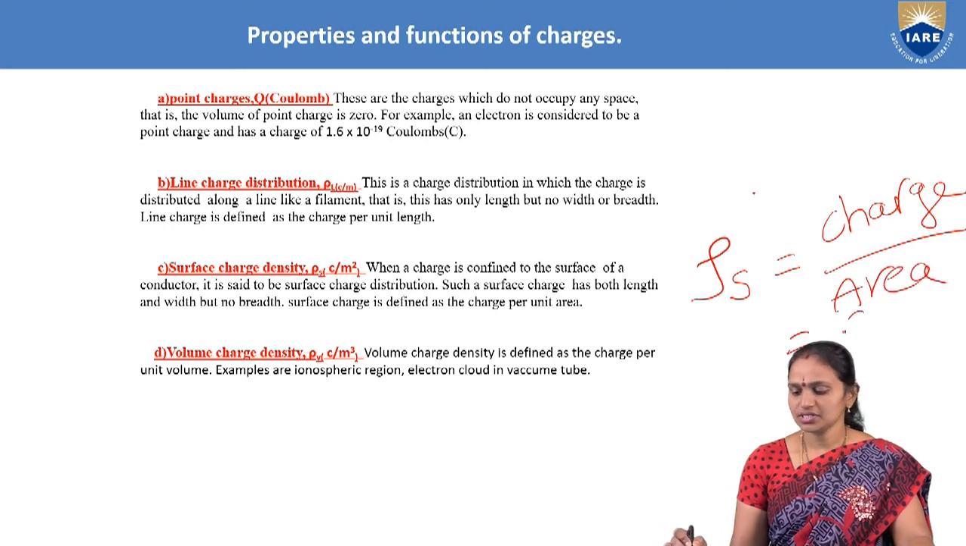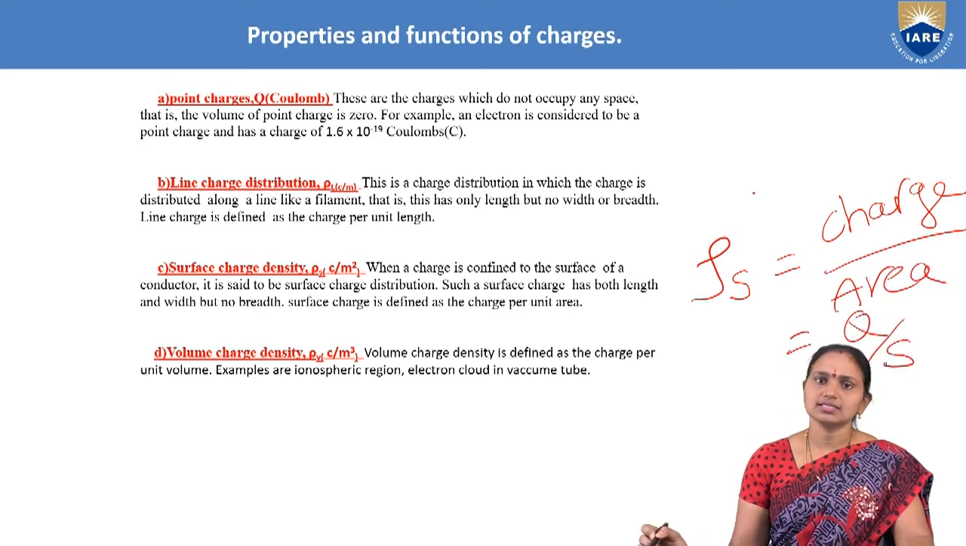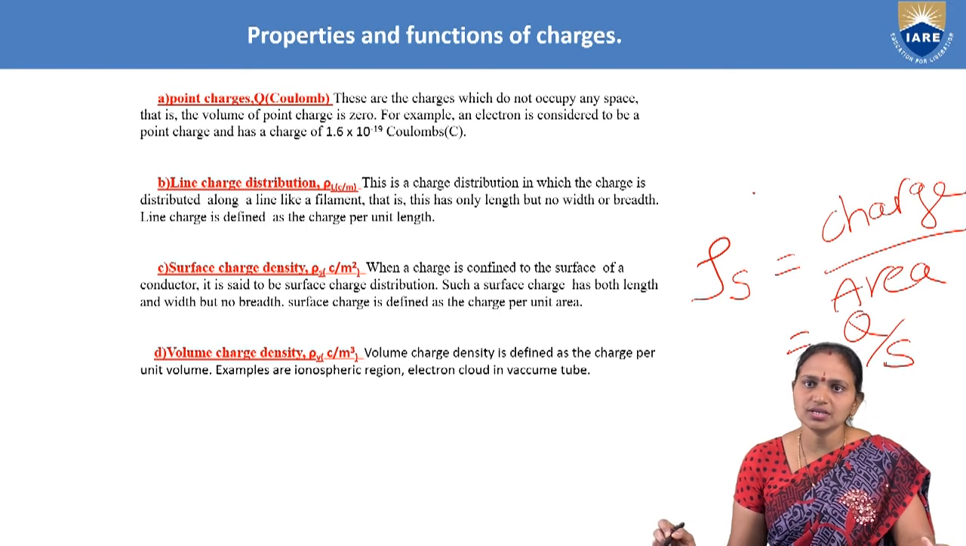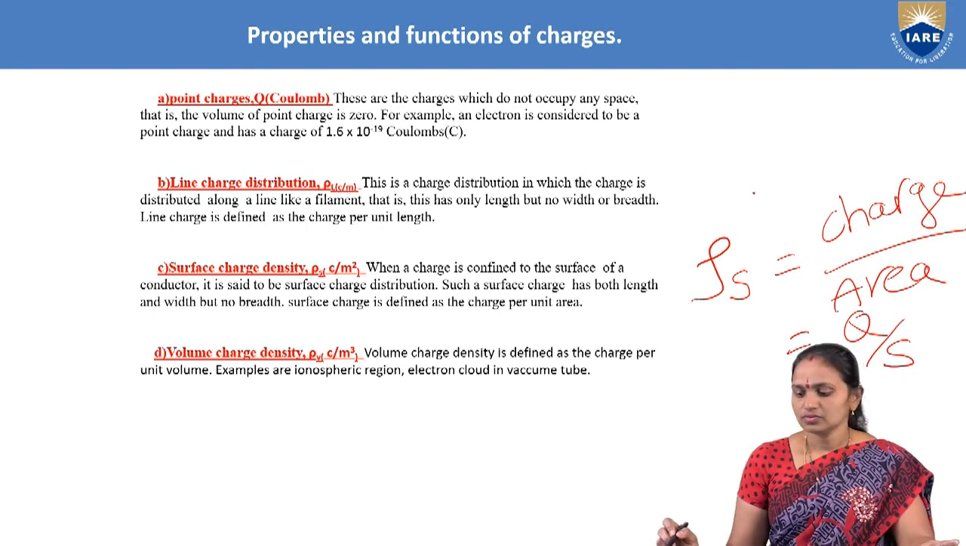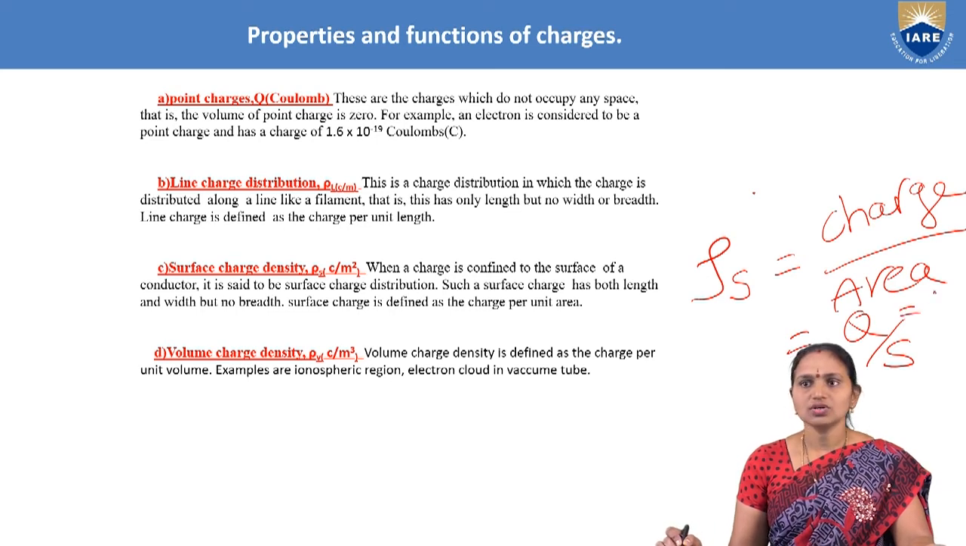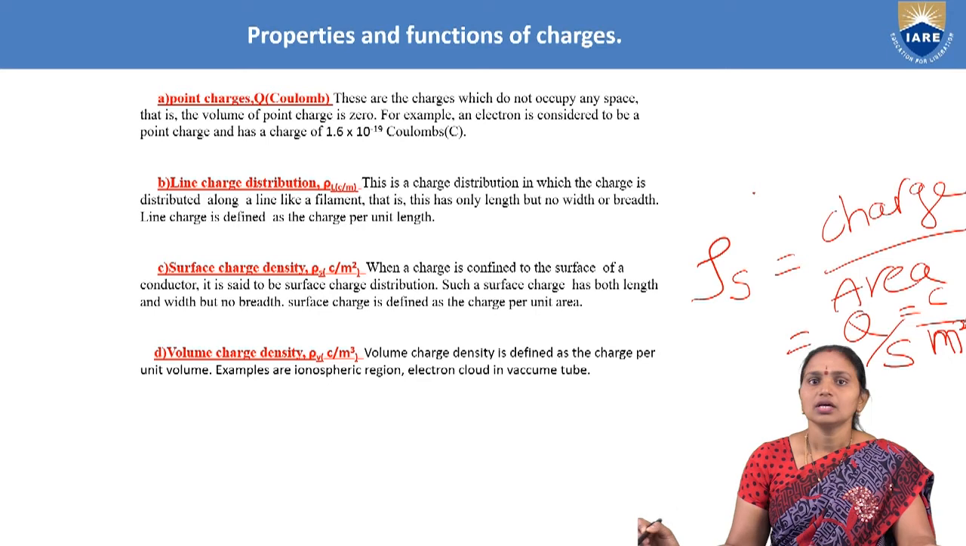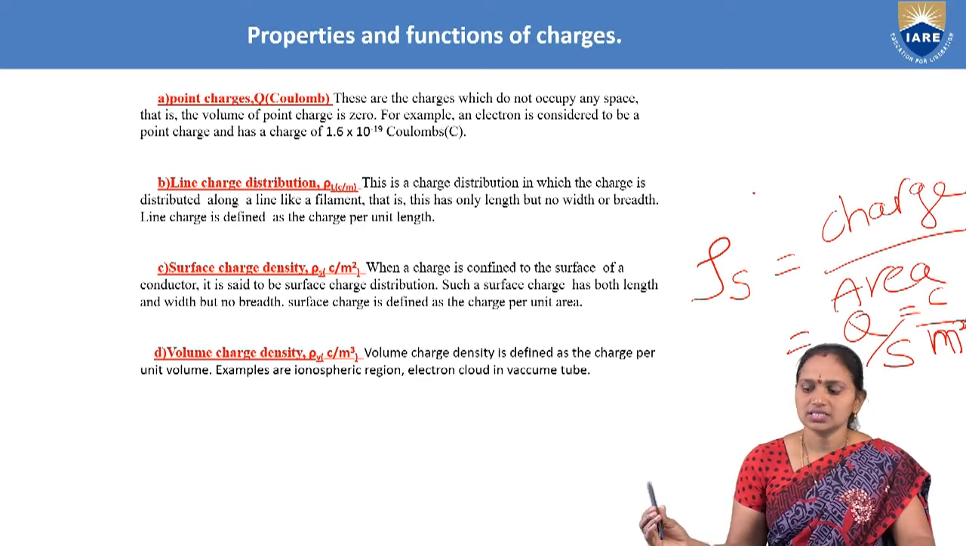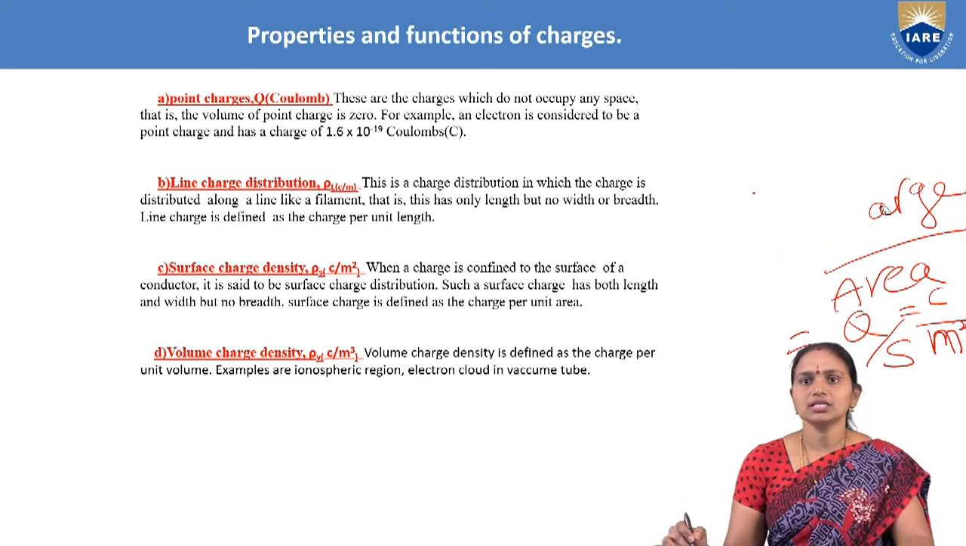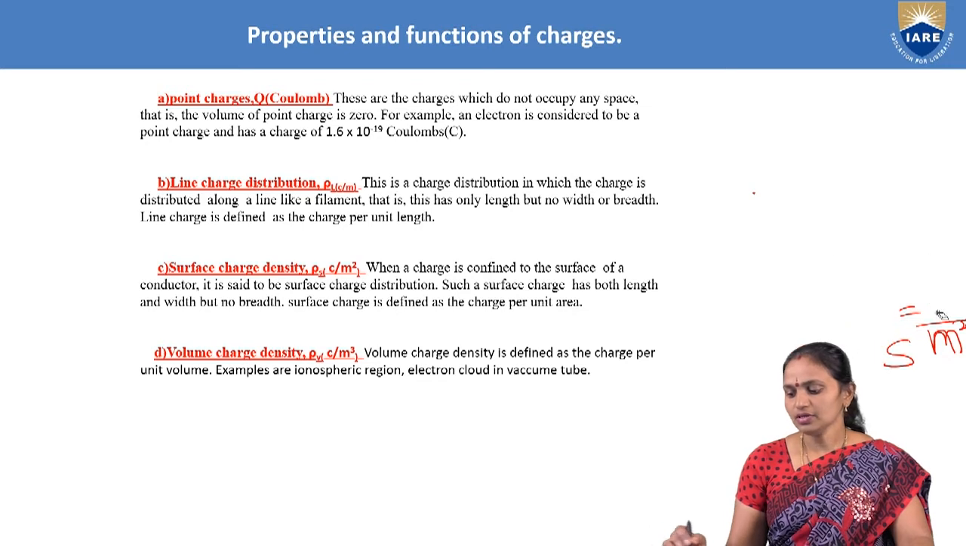Area here means surface area. So now rho S equal to Q per S. And its units are, as units of Q, charge is coulomb, and units of surface area is meter square. Units of surface charge density is coulomb per meter square. So this is about surface charge.